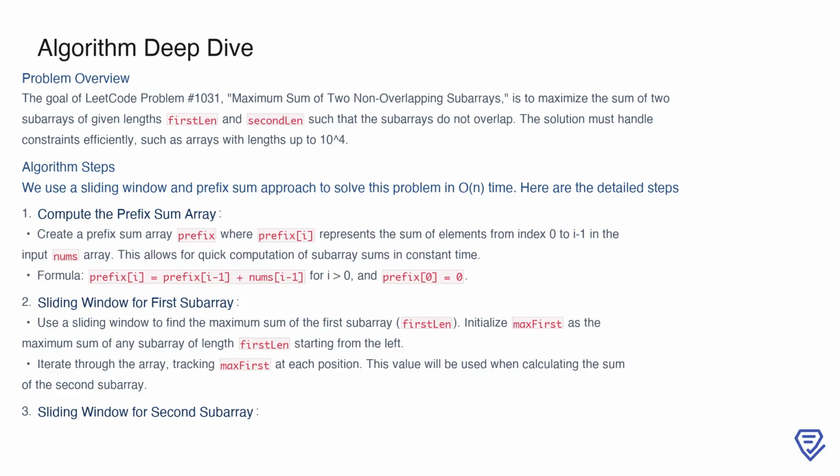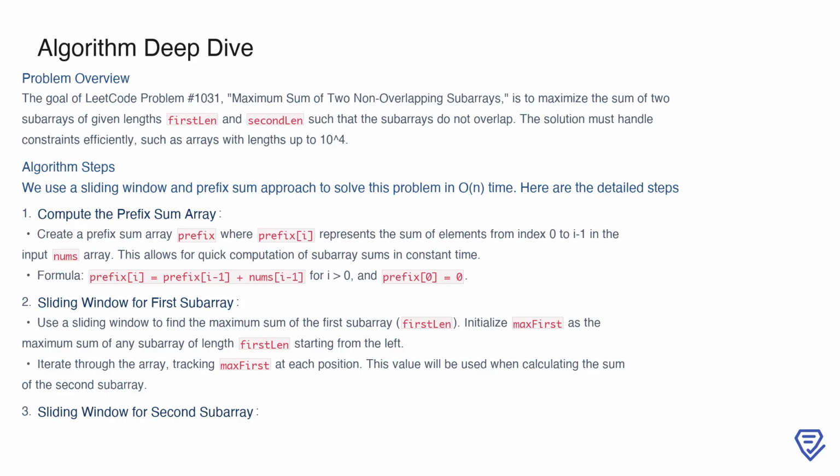First, we start by constructing a prefix sum array, which allows us to compute the sum of any subarray in constant time. This is achieved by maintaining a running sum, where each element in the prefix sum array represents the cumulative sum of elements up to the previous index in the original array.